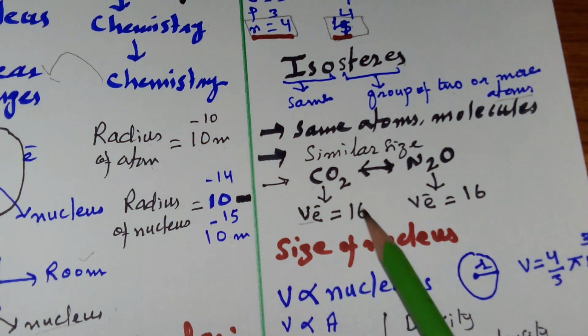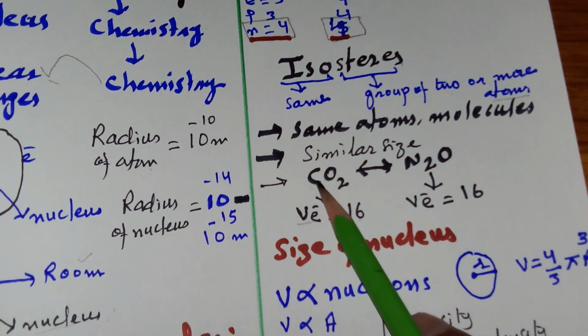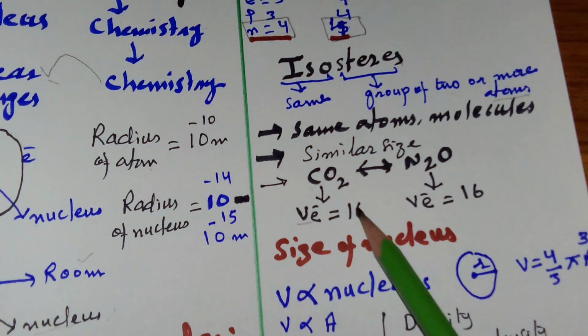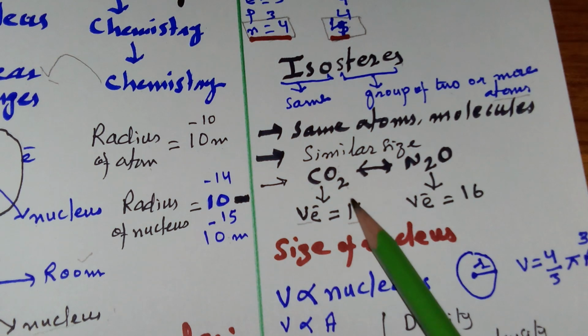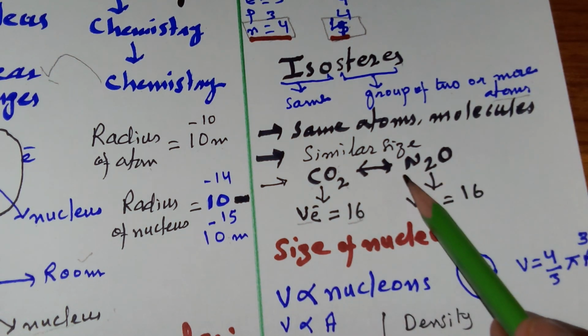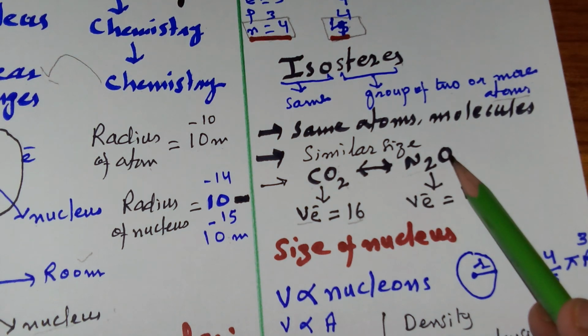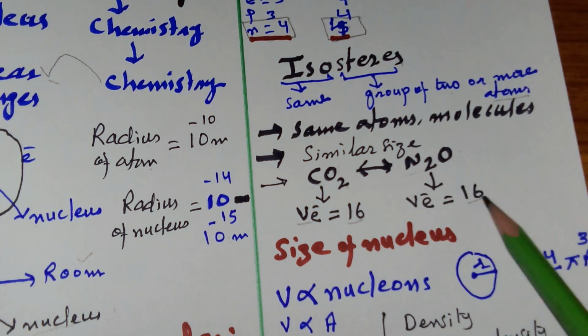So the valence electron count is 16. Why 16? You can see that carbon has atomic number 6, so it contains 4 valence electrons. On the other hand, we have two oxygens, and one oxygen contains 6 valence electrons. So 6 plus 6 is 12, and 12 plus 4 is 16. Again, this is nitrous oxide. So the valence electrons are also 16.